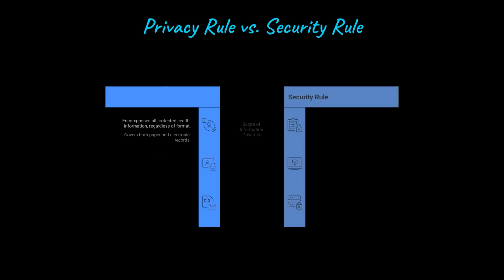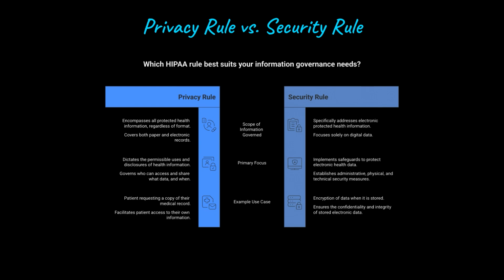Both rules live inside HIPAA Title II, but they solve different problems. The privacy rule governs what information can be shared and with whom in any format. The security rule governs how electronic records are technically protected. Mixing them up is the most common exam mistake.